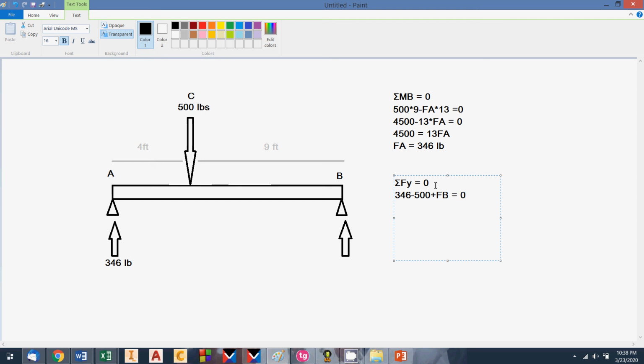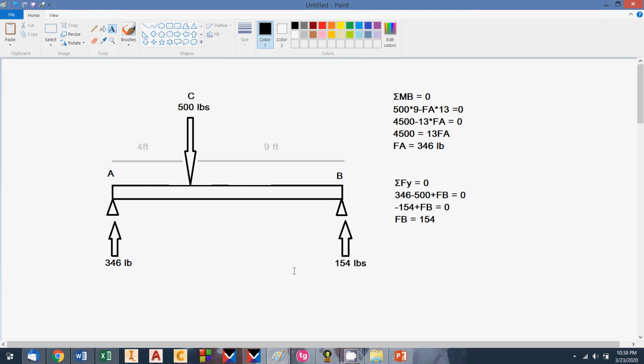So when I get here, I'm going to say 346 minus 500 is negative 154 plus force B equals 0. I'll move the 154 to the other side. So I'll say force B, add 154 to this side to cancel it out, add 154 to that side, equals 154. So we'll come down here and we'll say 154 pounds for that one. All right, so this is how I solve a beam that's held at both ends using moments.